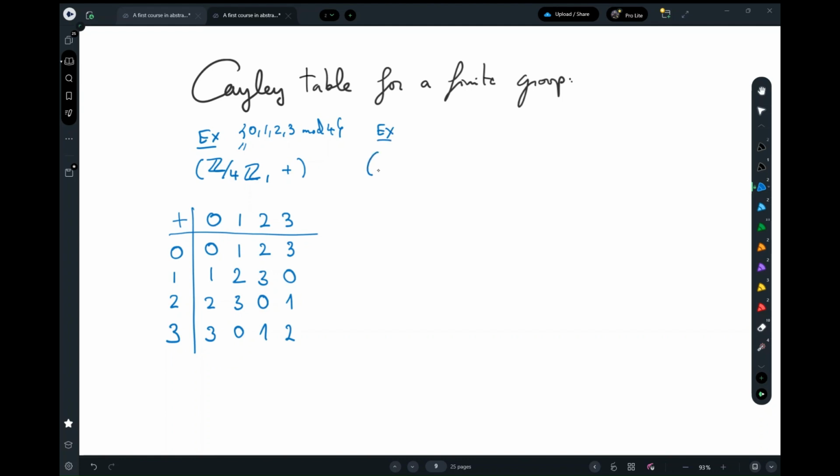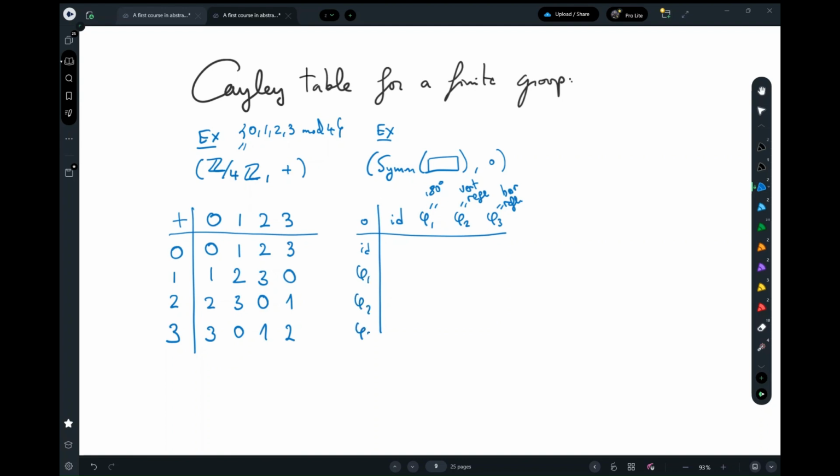This time I'm going to do the symmetries of a rectangle under composition. And just remember, there are 4 symmetries under composition. There is the identity. There is what I'm going to call phi 1, which is a 180-degree rotation. Phi 2 was a vertical reflection. And phi 3 is a horizontal reflection. And I'm going to write identity, phi 1, phi 2, and phi 3.